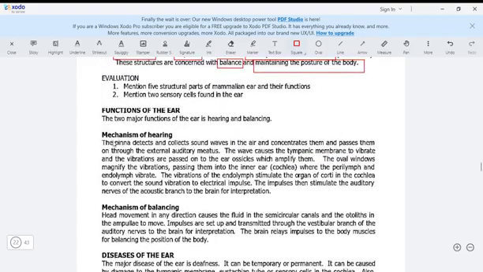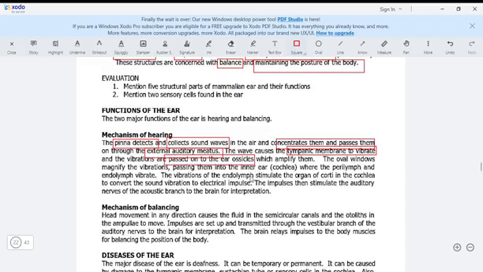For the mechanism of hearing, the pinna will first collect the sound waves in the air and concentrate them, then pass them on through the external auditory meatus. The waves cause the tympanic membrane to vibrate, and the vibrations are passed on to the ear ossicles.